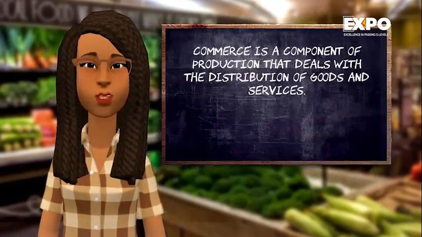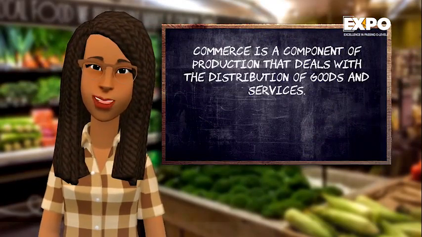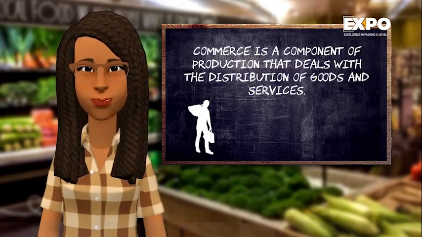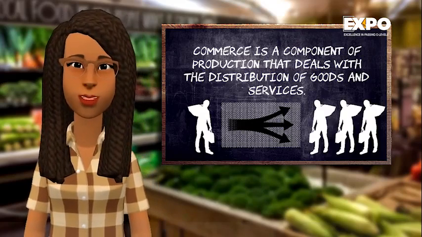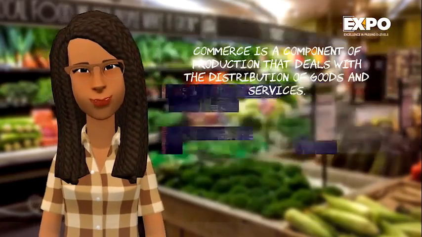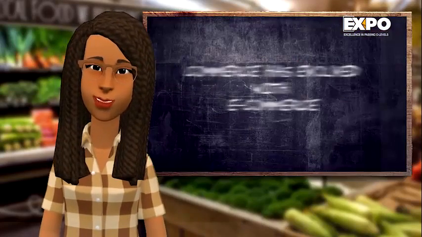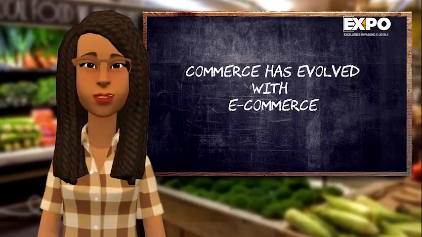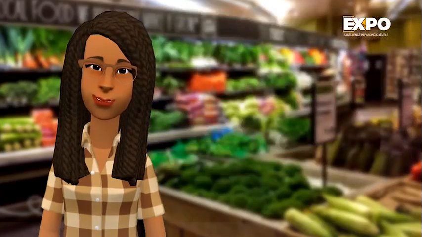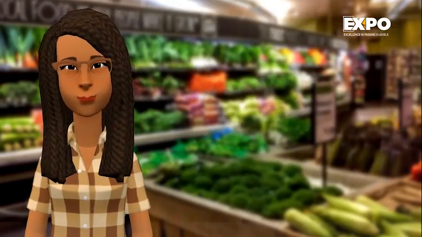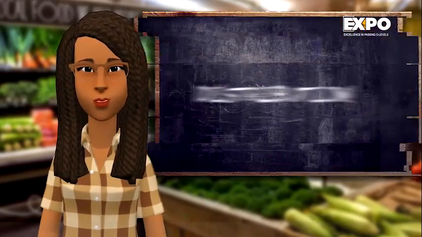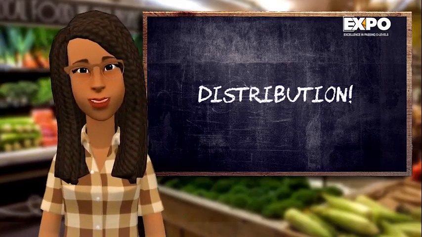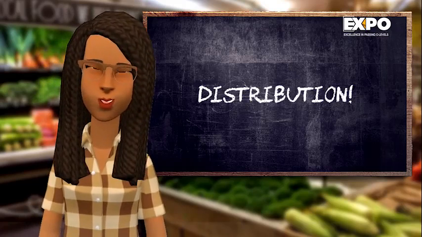Commerce is a component of production that deals with the distribution of goods and services. For example, Mr. Ali sells groundnuts, but the means of sending the goods out to the consumer is what we call distribution. Now, what I'm saying is that commerce has evolved, and e-commerce with its electronic platforms has given us more opportunities. Permit me to stress the fact that commerce is not production. It is instead a branch of production that deals with distribution. Distribution is the act of making goods available to the consumer. It is the most important aspect of production. Well, except you plan to consume all you produce.